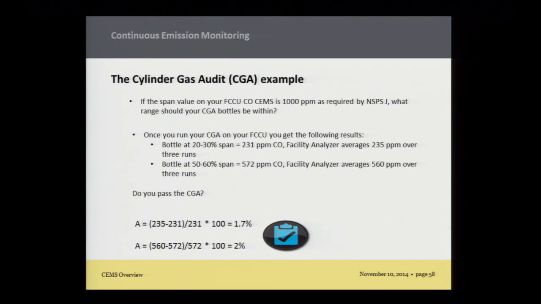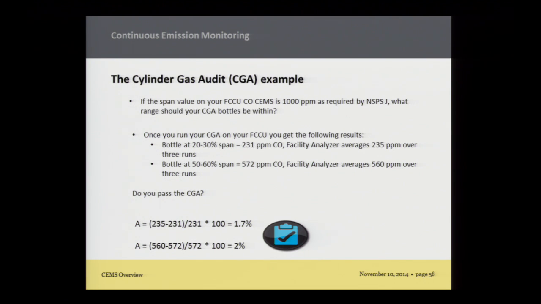So here's an example. If the span value on my cat cracker CO CEMS is 1,000 ppm as required by NSPS J, what range should your CGA bottles be within? Well, once you run your CGA, well, first off, what should my range be in?